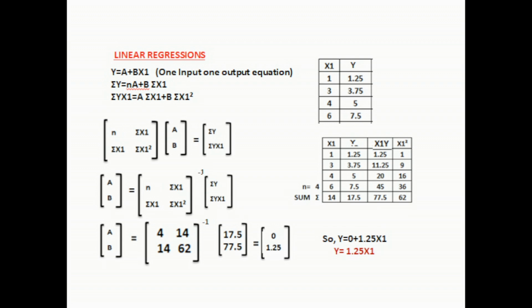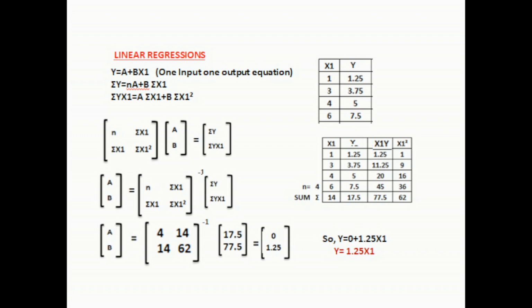4 samples are used. So number of samples equal to 4. We have to find A and B of the equation. How to find out? Before that, we should know the summations of the equations. That is summation of y equal to n into A plus b into sigma x1. Summation of y x1 equal to a into summation of x1 plus b into summation of x1 square.